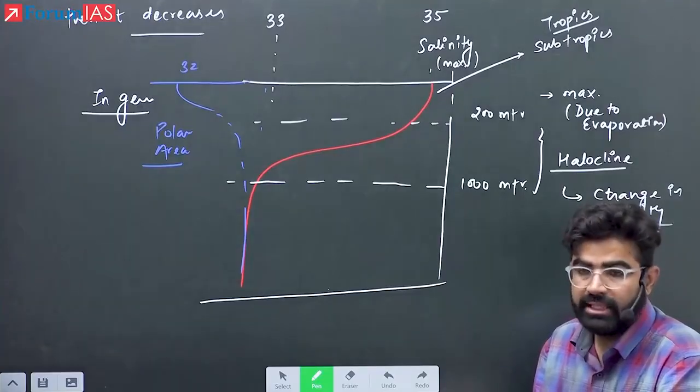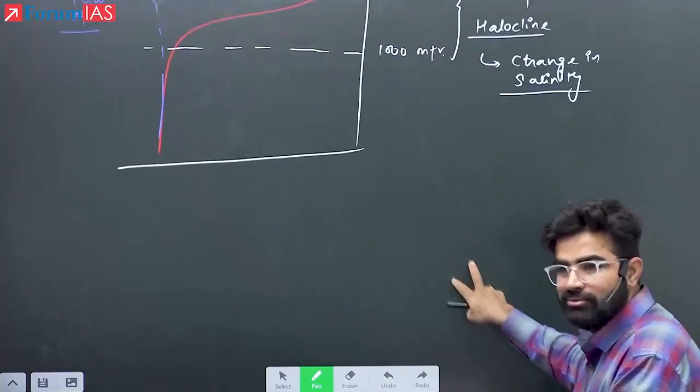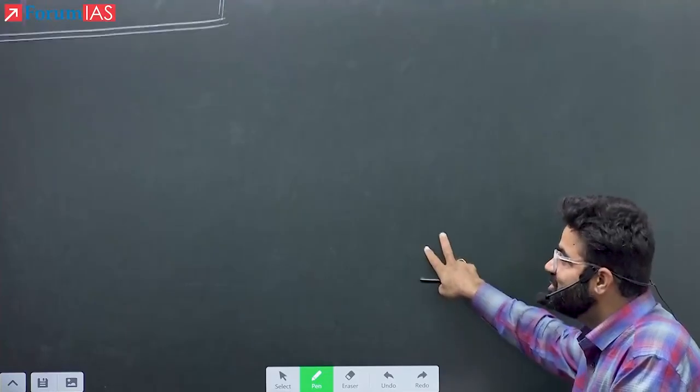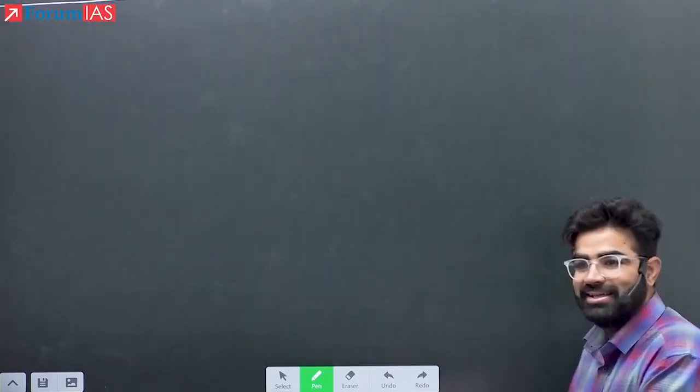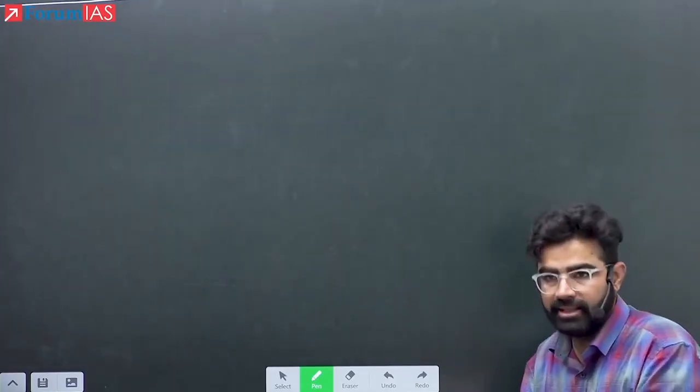Circulation of water, very good. Then ships will float. Okay, minor thing. Ships will otherwise also float. Okay, salinity will not impact navigation much. Okay, I'll consider that point also.